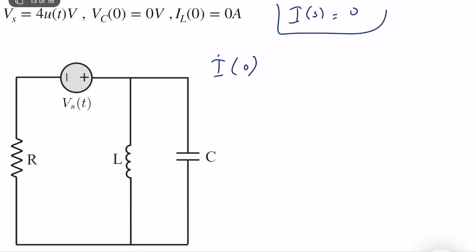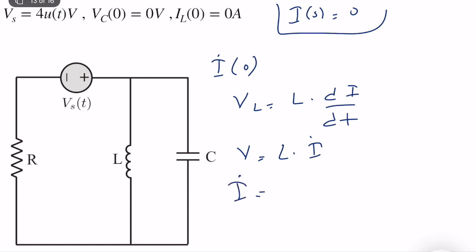Voltage of the inductor. VL is equal to L times di over dt, which means that V is equal to L times I dot. I dot is equal to V divided by L. That's great, right? So I know that. But the good thing is VL is equal to VC.